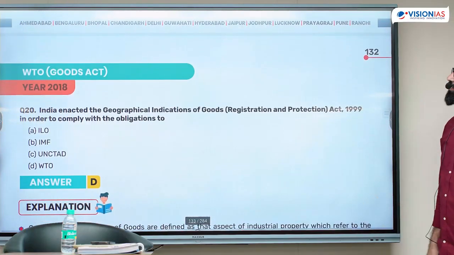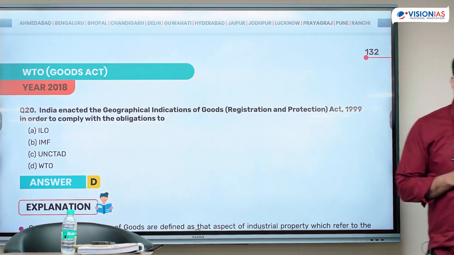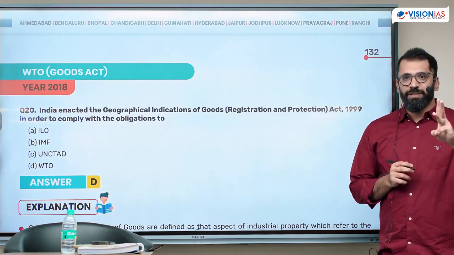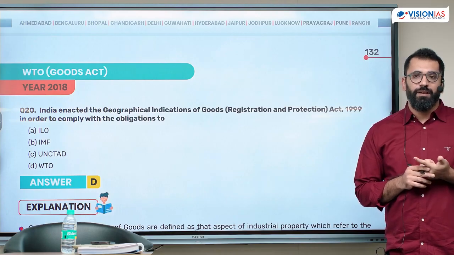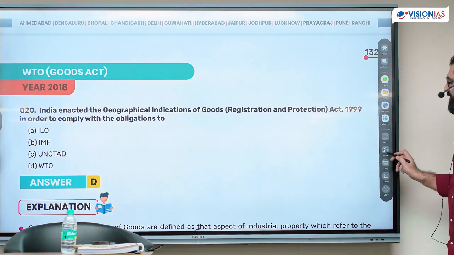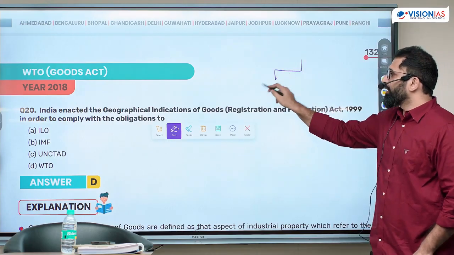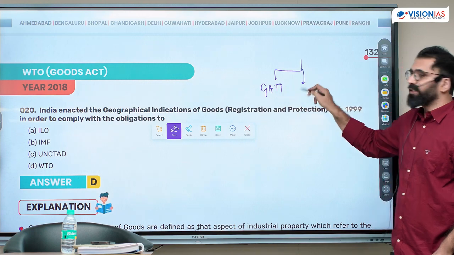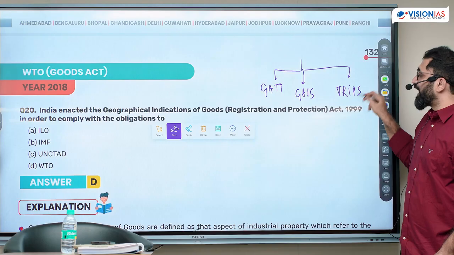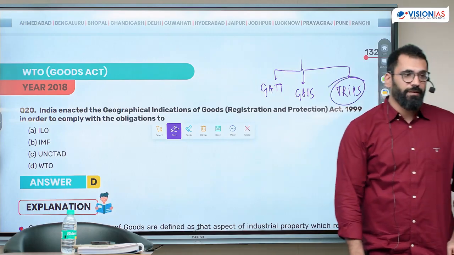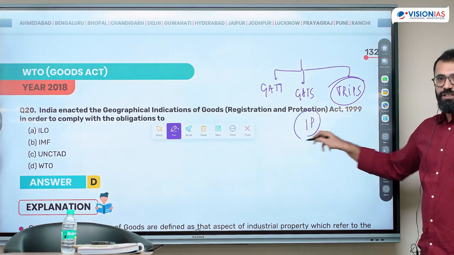India enacted the Geographical Indications of Goods Act 99 in order to comply with the obligations of WTO. So I told you WTO had 3 foundational agreements. The third agreement was on TRIPS. Now what is the idea behind TRIPS? What exactly is TRIPS ensuring? The first agreement is to cover trade in goods. The second agreement is to cover trade in services. The third is to cover intellectual property right matters. Why do we have to cover intellectual property right matters? You understand what is intellectual property? What is it?